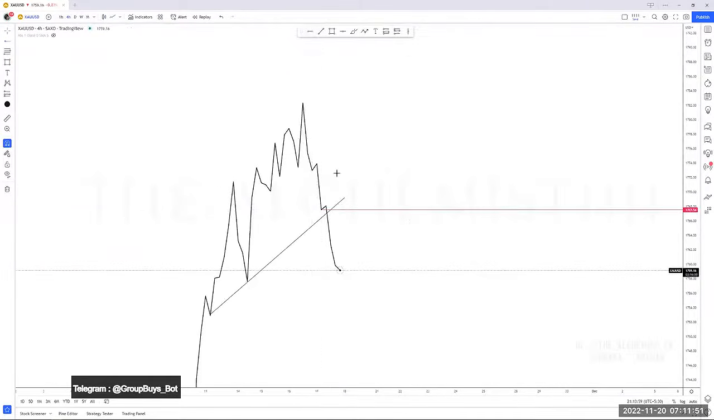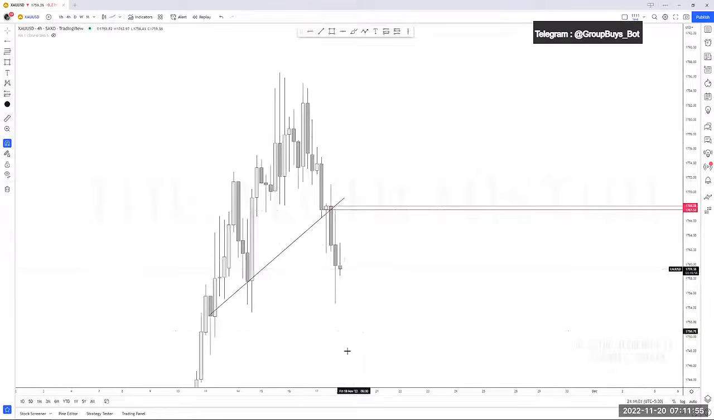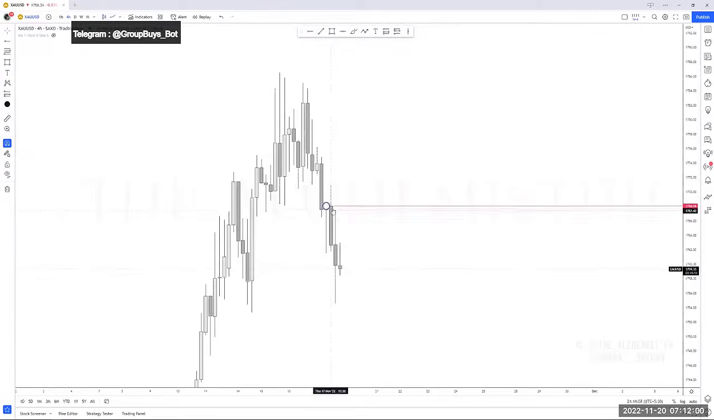Resistance, right? So we had two zones of interest like this. So what happened? Tapped, started dropping. Okay, so it was in line with the trend line, so that is why we took the trade. Okay, so that was that.